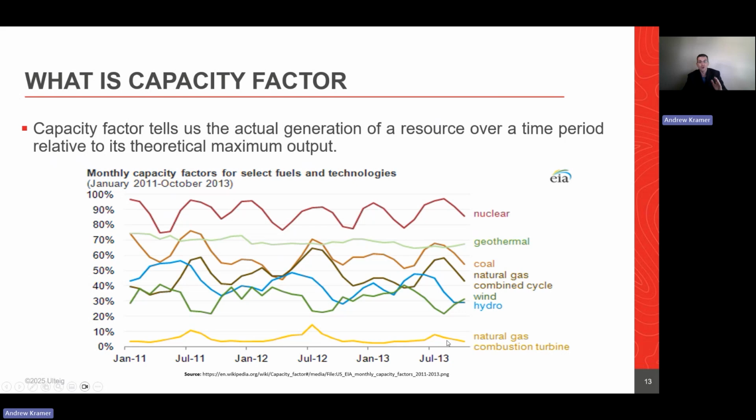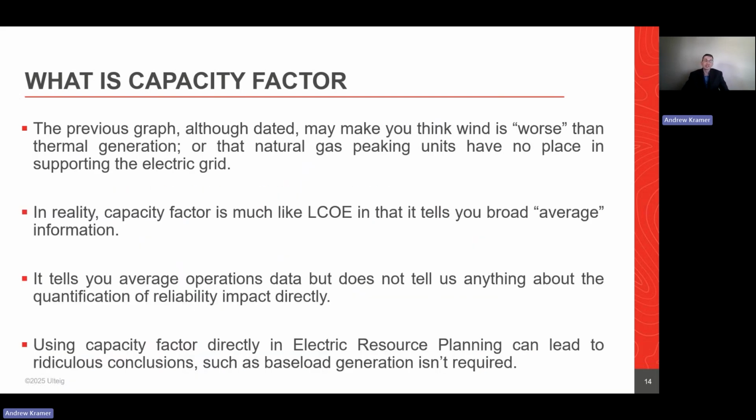Likewise, a very strong conclusion that can be drawn here is: look at how little these units are running. We don't even need them. Let's phase them out. But during times of need, when the system's really in trouble, these natural gas peaking units will be the difference between having your lights on and a blackout. So just because they have a low capacity factor very often doesn't mean they're not important. In reality, capacity factor is much like levelized cost of energy: it tells you broad average operations data, but does not directly tell you anything about the quantification of reliability impact.